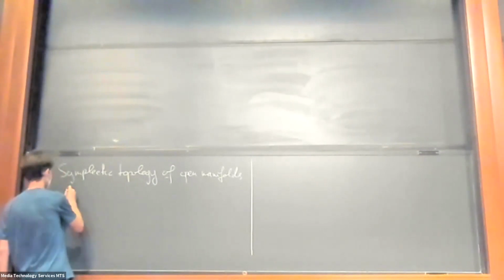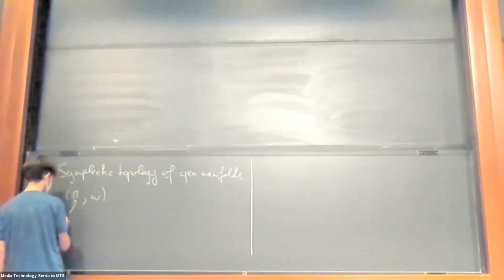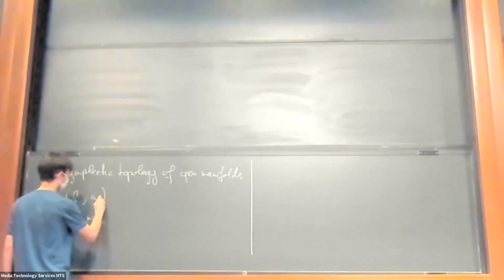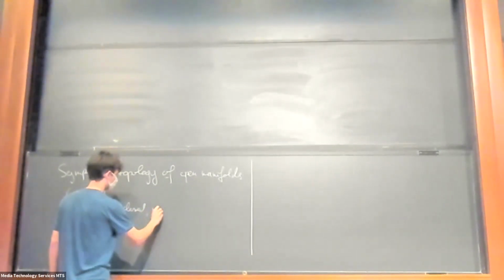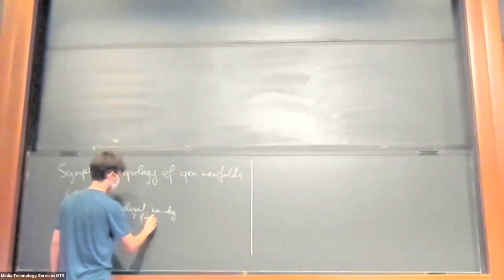So my main area of research is an area called symplectic topology, and objects of interest are symplectic manifolds. So let me remind you that a symplectic manifold is a smooth manifold endowed with the data of a closed non-degenerate two-form, so a two-form of maximal rank.